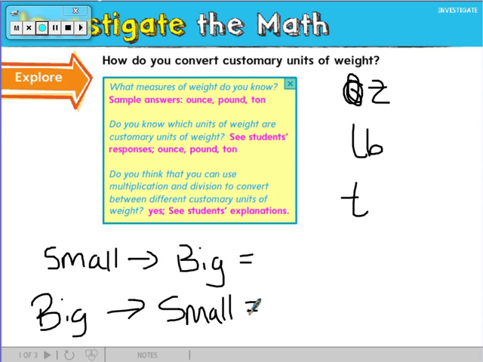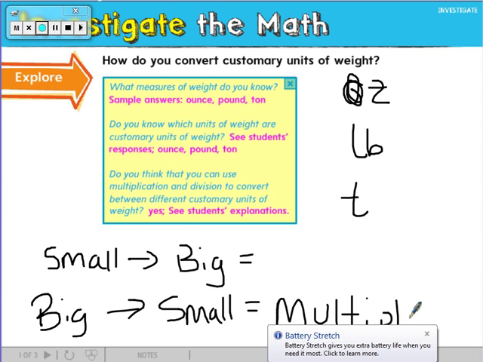So that you know either to multiply or divide. So when do I multiply? You multiply when it's the big to small. If I go big to small, I multiply. So before I even start trying to figure out what I am going to do, I need to know if I'm going big to small or small to big. So if I multiply when I go big to small, what do I do when I go small to big? You divide.